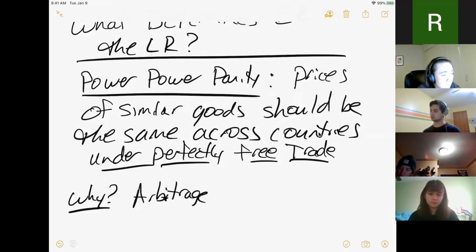So what if goods in Canada were cheaper than they were in the United States, and there was no COVID, and we had perfectly free trade between the two countries? Well, if goods were cheaper in Canada, Americans would go up to Canada, buy the goods, and bring them back. What's that going to do? Drive up prices in Canada, drive down prices in the US, and over time, those price levels are going to get moved back to equilibrium, back to being the same.